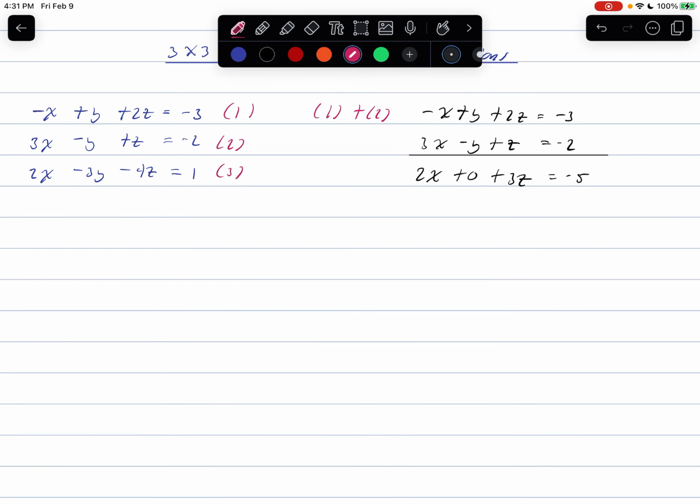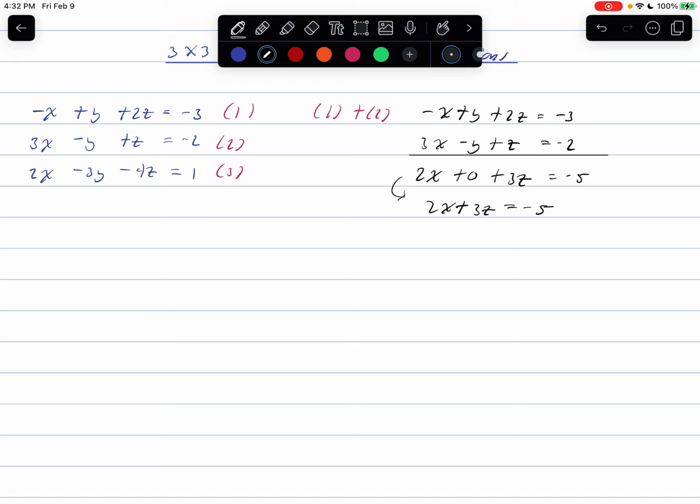So we have, simplify it, this becomes 2x plus 3z equals negative 5. Okay, so now we have an equation with just two variables. We have x and z. So now what we have to do is go back and eliminate the y variable from some combination of two other equations in our initial 3x3 system.